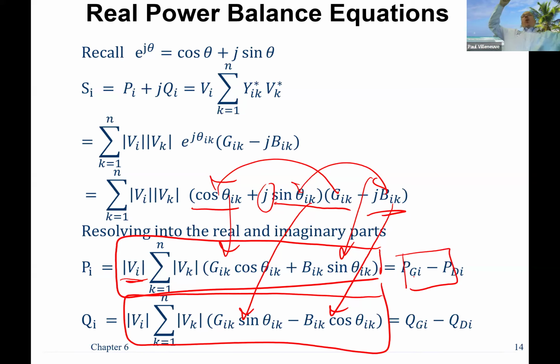Because of KCL, all power should be accounted for, except if power is coming in externally from the bus or to the bus, from a generator or being pulled because of a load. So that's why we have to add those two onto the end. Our power injected has to be equal to the generated power minus the demanded power, both real and reactive. So these are almost the two equations that we need to solve for.